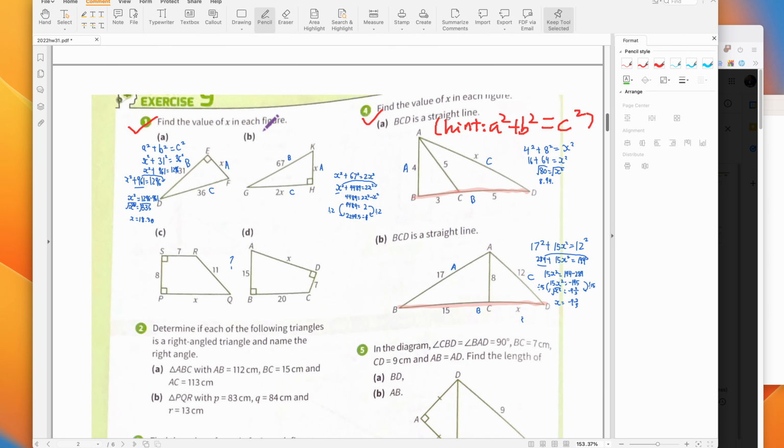Okay, find the value of x in each. This one is easy. First thing first, you need to match first. Did you match? You didn't match. Do you need to match? No need. You use Pythagoras theorem. So which one is the longer side? This one is the longer side. So 36 is here. Okay, good. So bring it over. Okay, good. Okay. And this one? Which one is the C?